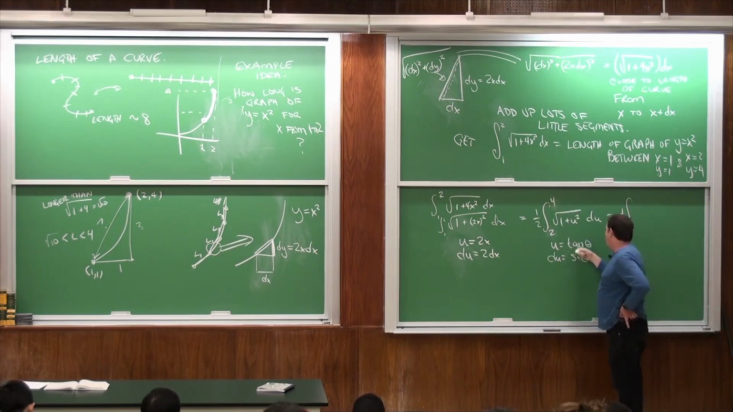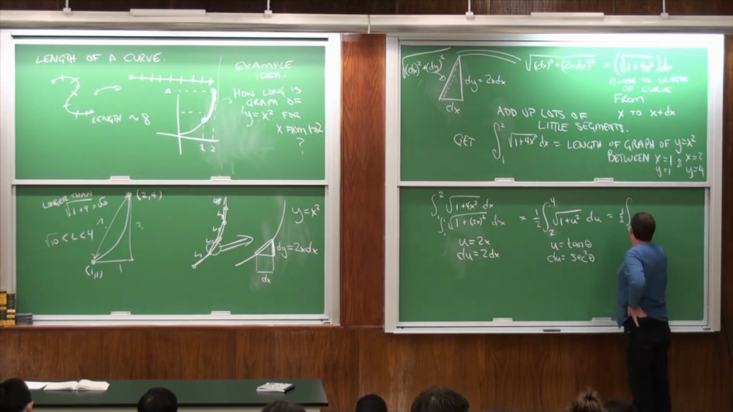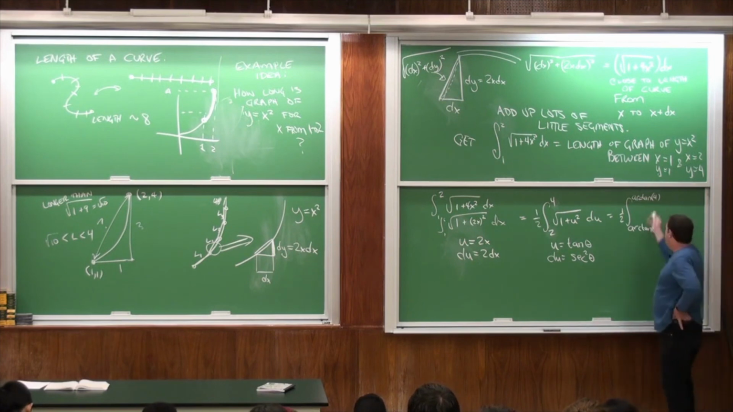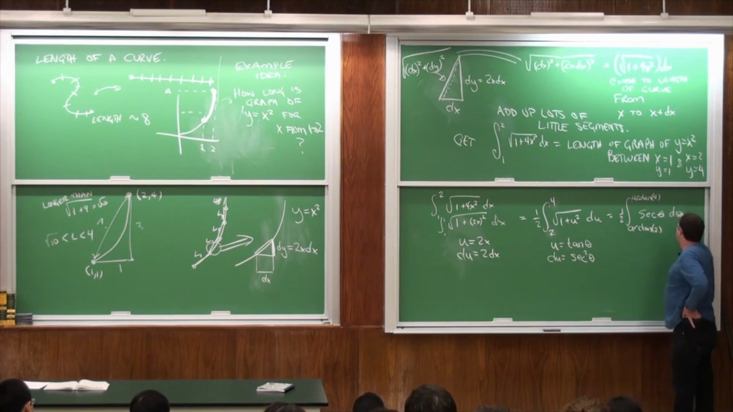Now I want to convert that to be in terms of theta. So this is the arctan of 2, and this is the arctan of 4. I don't know either of these. The arctan of 2 I should know, but the arctan of 4 I don't. So those are some angles. And u is the tangent, so I have 1 plus tangent squared, so that's the square root of a secant squared, so that's a secant theta.